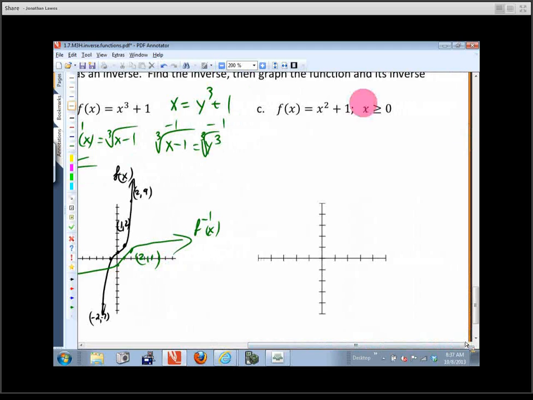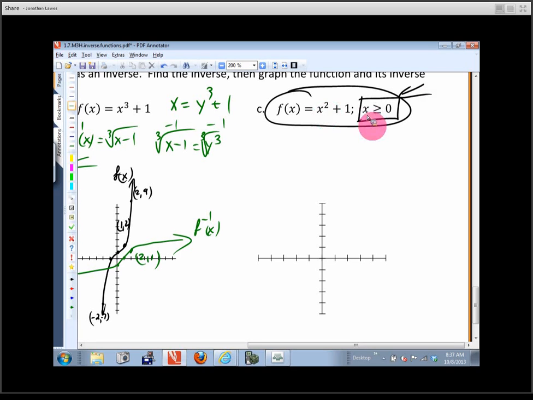Okay, let's take a look at this last one. And can somebody tell me why is this restriction needed? Yes, Lynn. So its inverse will remain a function.